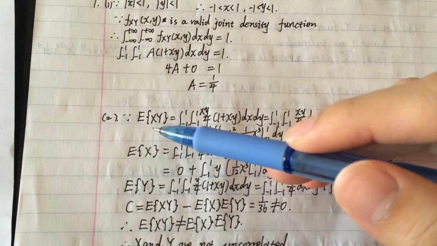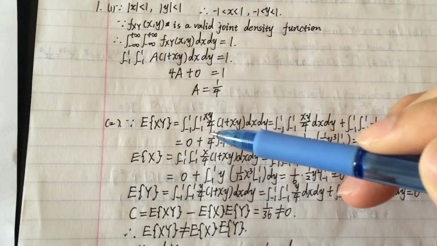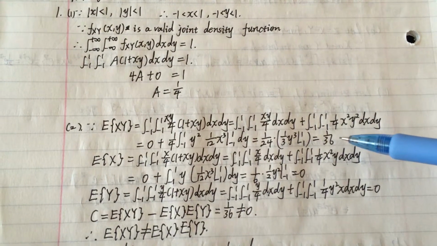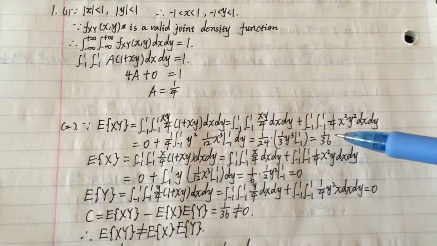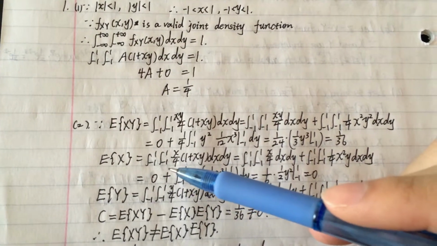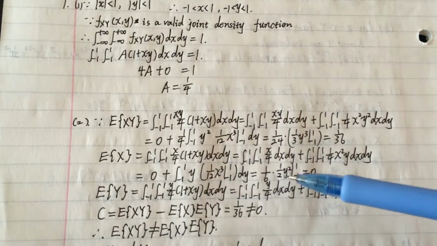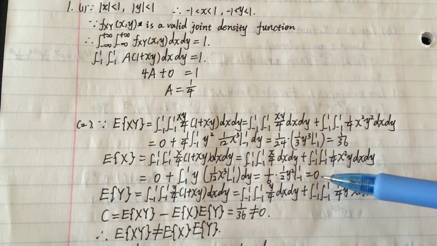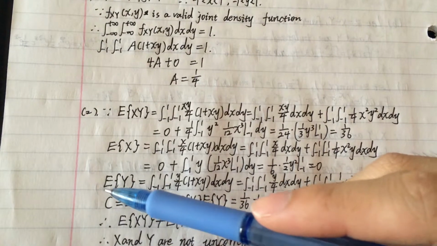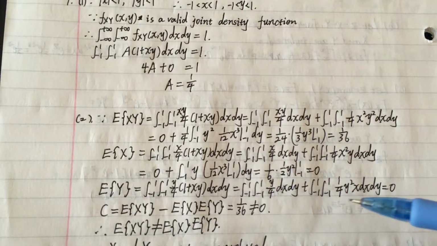So we can get the mean of xy equals the integral of xy times the joint density function, and we can get the result equals 1 over 36. And the mean of x equals the integral of x times the joint density function, and we can get the result equals 0. In the same way, we can figure out the mean of y equals 0.